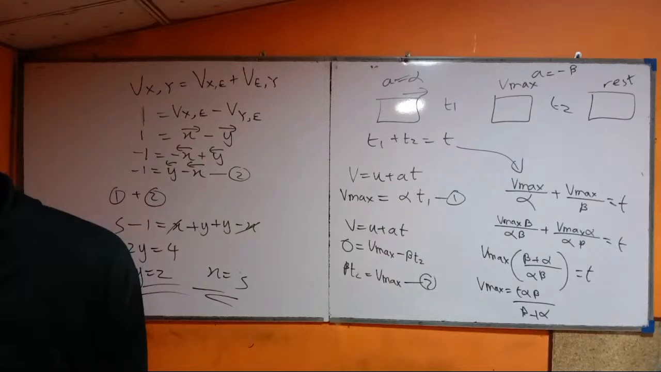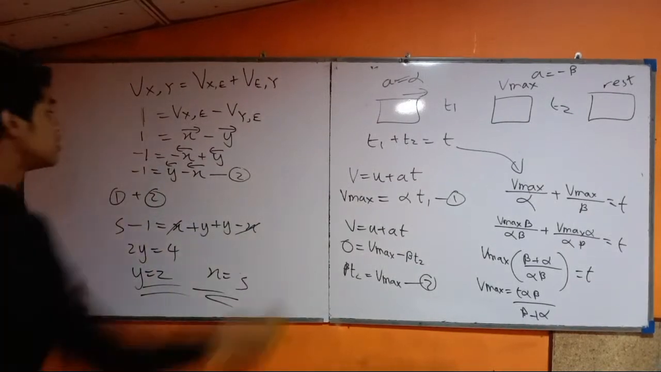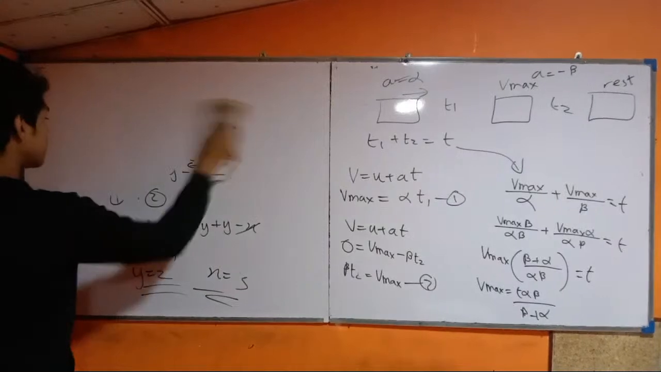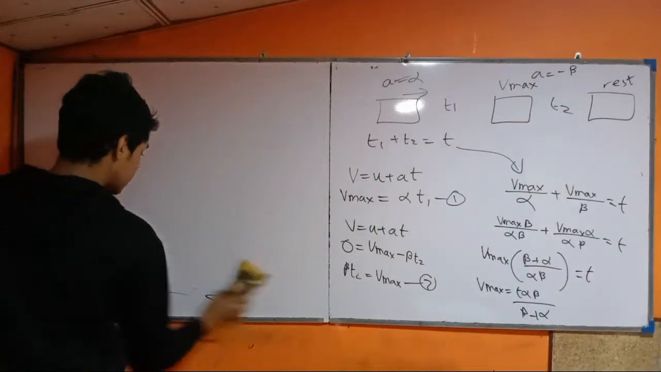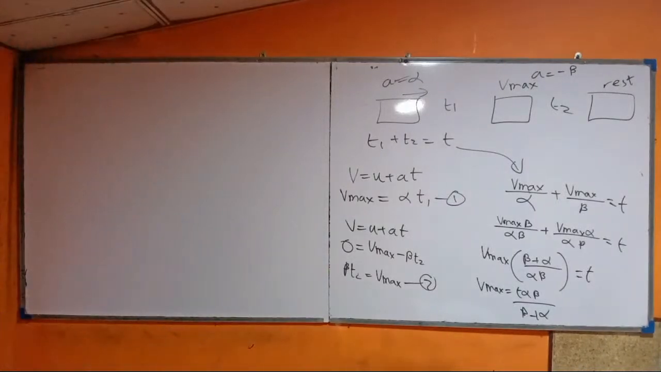Then question number 13. A car moving with uniform deceleration reduces its velocity from 30 meters per second to 15 meters per second within 10 seconds. We need to find the deceleration now.